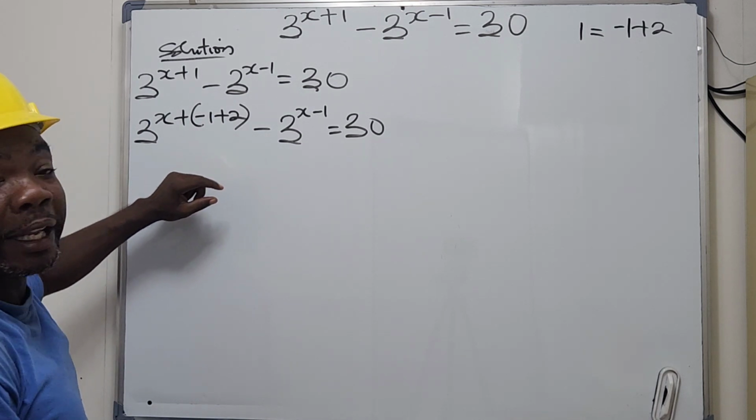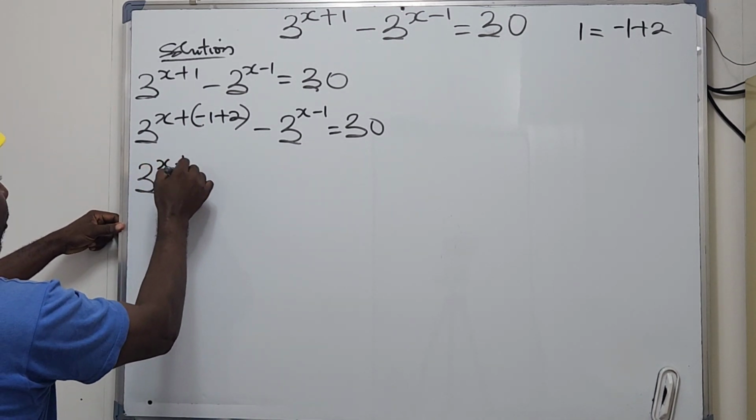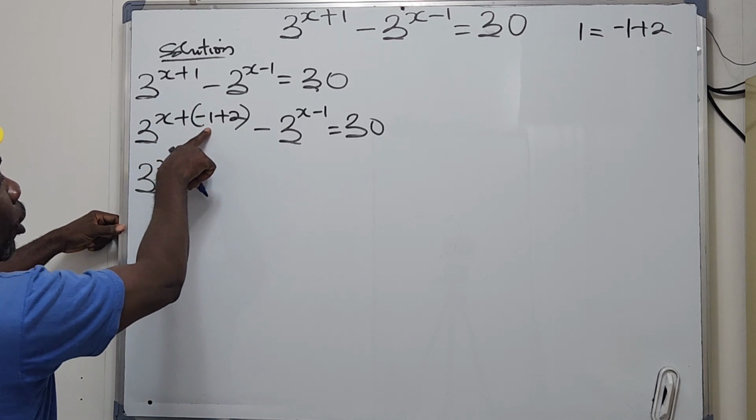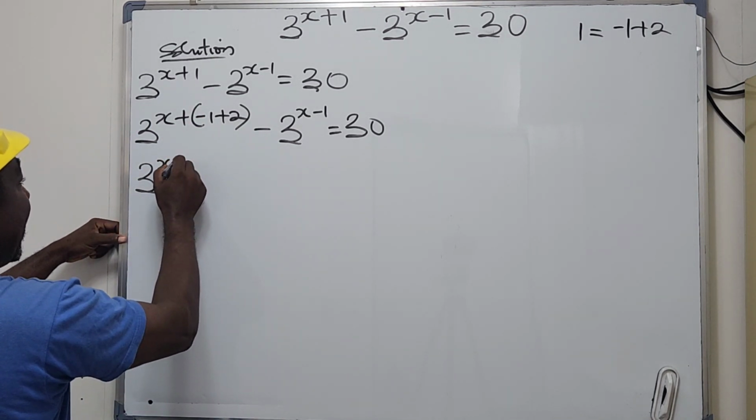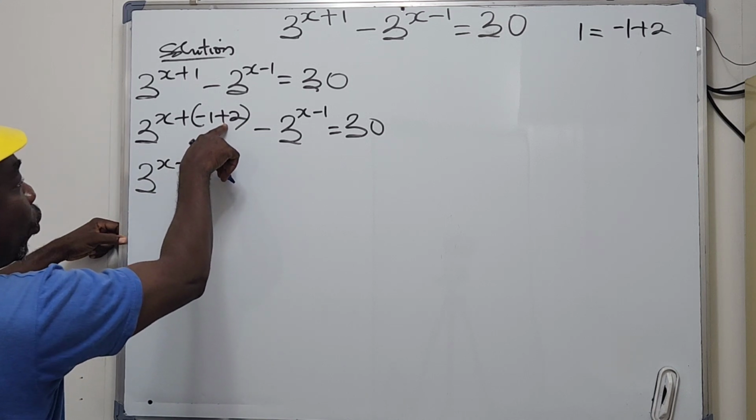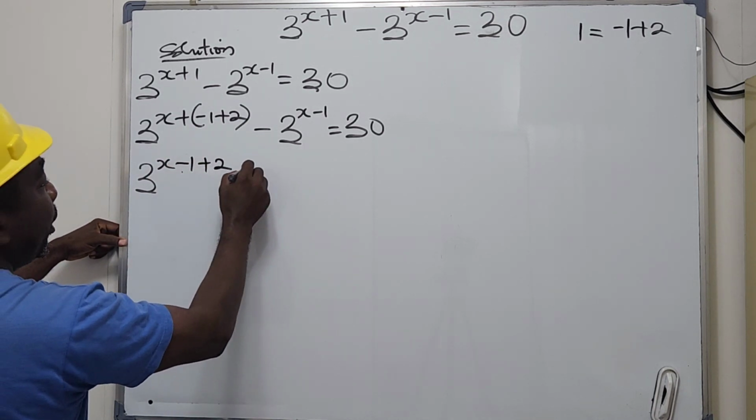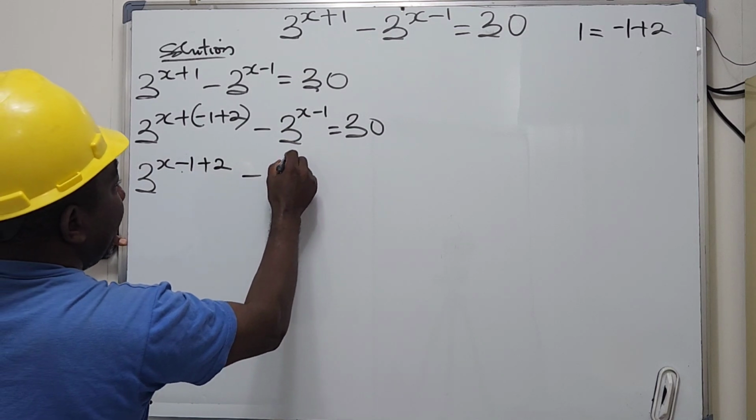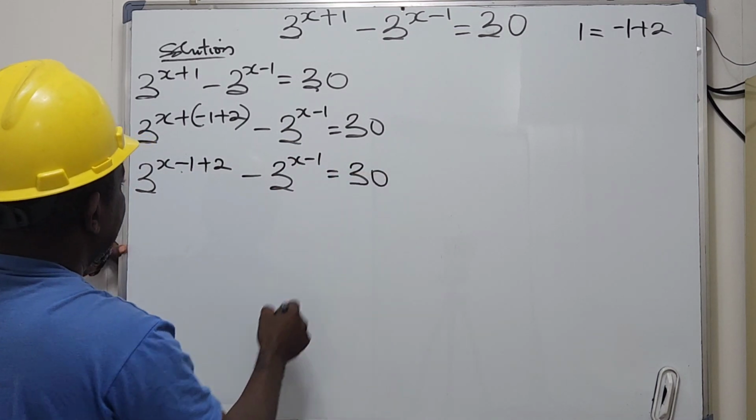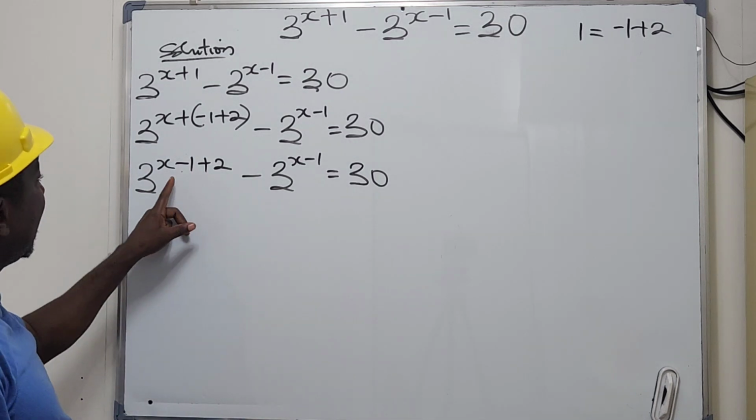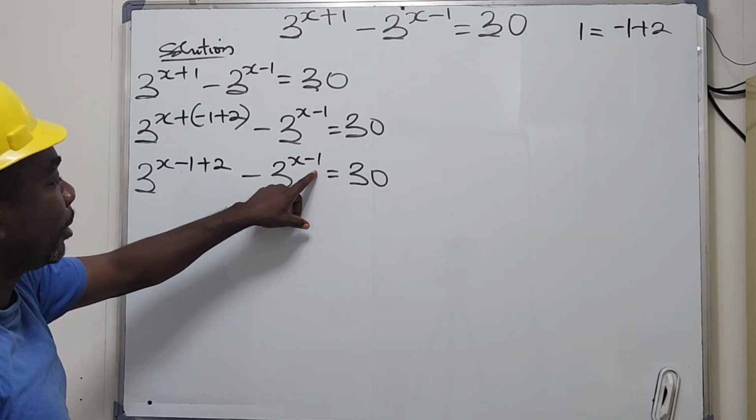So let us expand this parenthesis. We have 3 to the power of x plus this; plus times minus will give us minus, so we have here minus 1. Then this will remain, plus times plus will give us plus 2. Then this will remain minus 3 to the power of x minus 1 equals 30. So here, we can see that we have x minus 1 here, and we also have x minus 1 here.